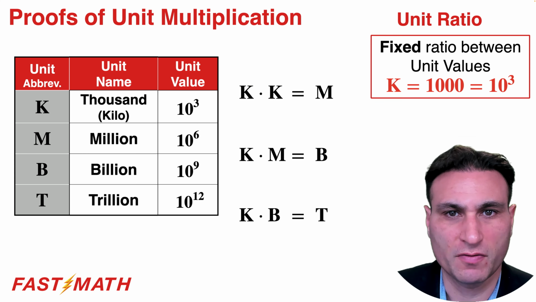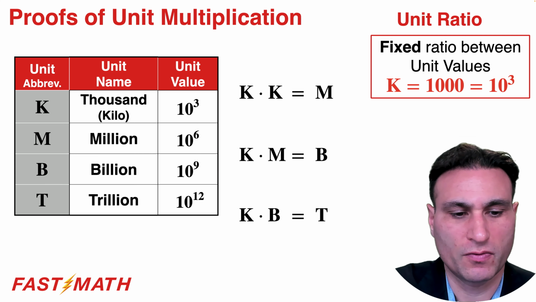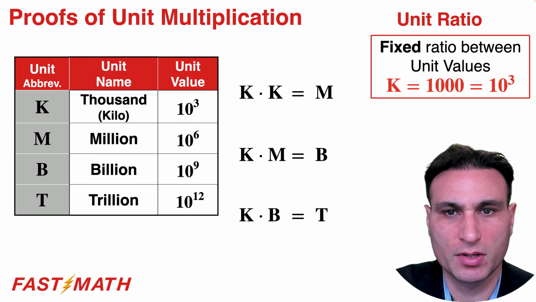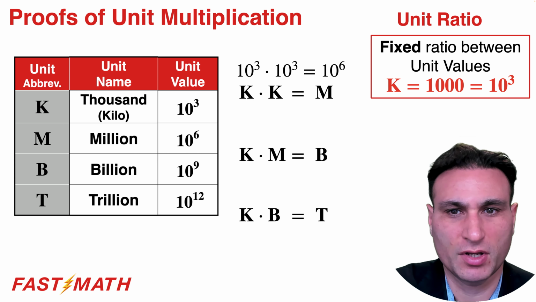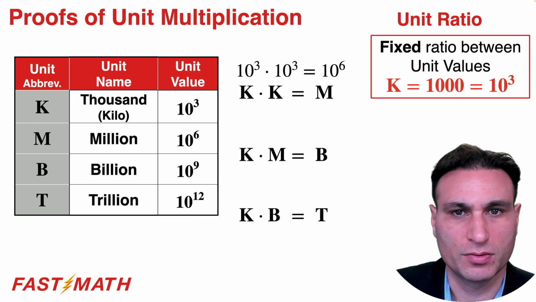Here are proofs of these equations. First equation, K times K equals M. Using the base 10 exponent for each abbreviation, K is 10 to the third. So on the left, we have 10 to the third times 10 to the third, which becomes K times K. Adding exponents, 3 plus 3 equals 6. So this is 10 to the sixth, which is million or M. So this equation is clearly true.